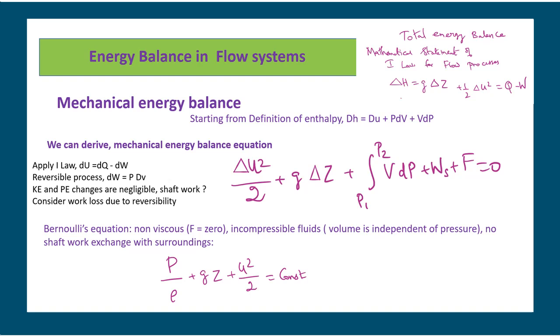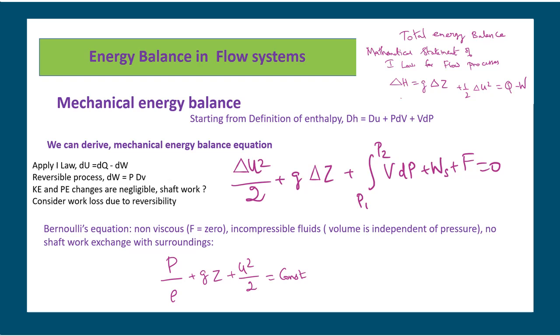So we can obtain this mechanical energy balance using thermodynamics. Applying all the thermodynamic property relationships, we can arrive at this equation. But finally we can take into account the work loss due to irreversibility also. Once we consider that, we will get this expression. So this mechanical energy balance equation is used for energy balance in flow systems.